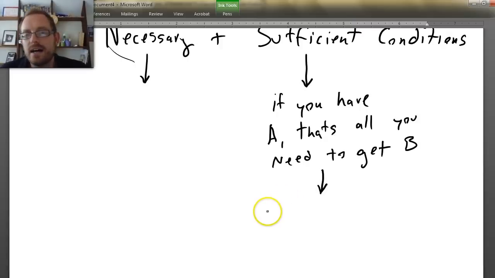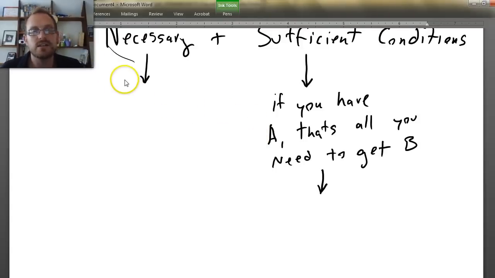Say, if you're outside and it's raining, then you're gonna get wet, okay? Now, getting wet here is the consequence, if you will. But standing outside while it's raining, that is a sufficient condition. That's all you need to get wet, is just to be standing outside while it's raining. So that's a sufficient condition, right? That's all you need, right?